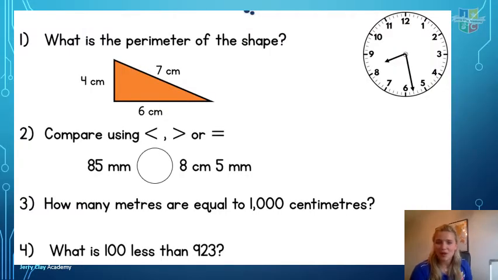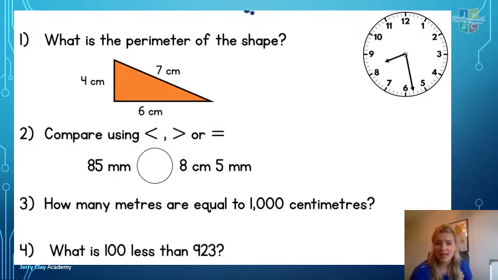I'd like you to start off by first of all telling me the time on the analogue clock. Once you have told me that as an analogue, you can tell me as a digital, tell me what it would be if it was in the morning, and tell me what it would be if it was in the afternoon as well. Then for number one, what is the perimeter of the shape? Now remember, perimeter is the whole distance around the shape, so you'll need to add all the sides together.